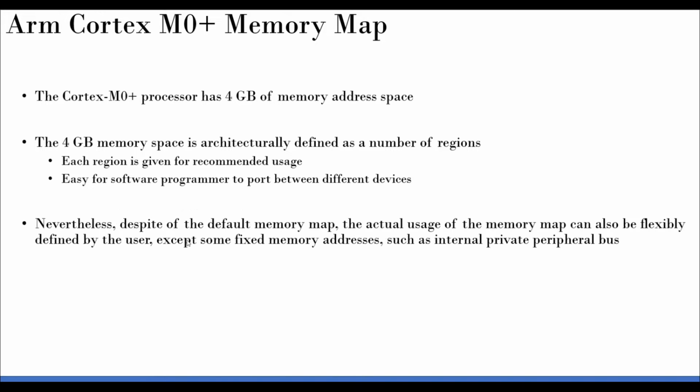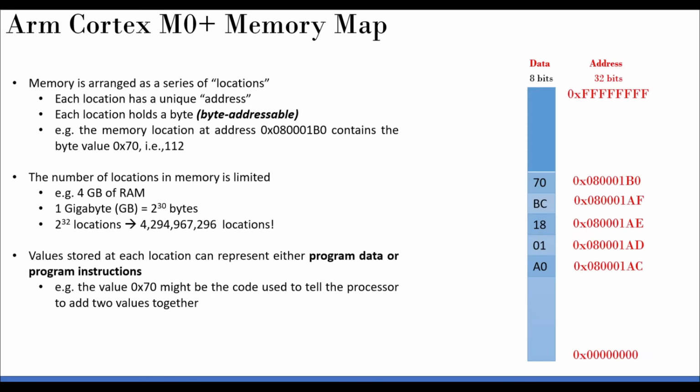Despite the default memory map, there is a provision for the user to define the map. But that's a lot of work, and if you're very particular and there is a reason for you to do it, please go ahead. Otherwise, please go ahead with the map given by default by ARM. That's what we generally prefer. So that's the scenario, and this is sort of more detail.